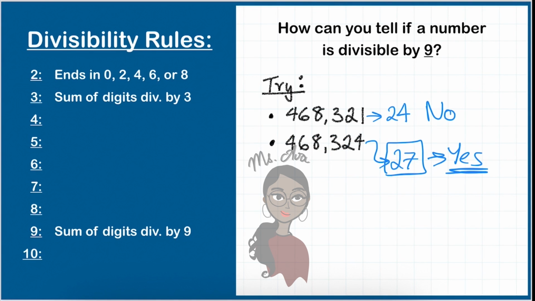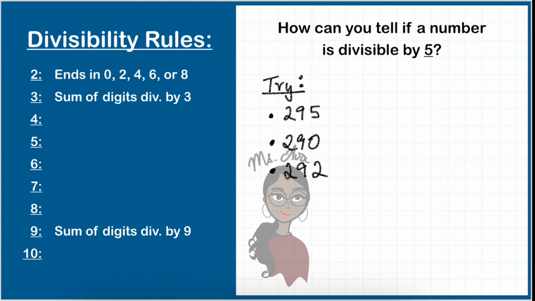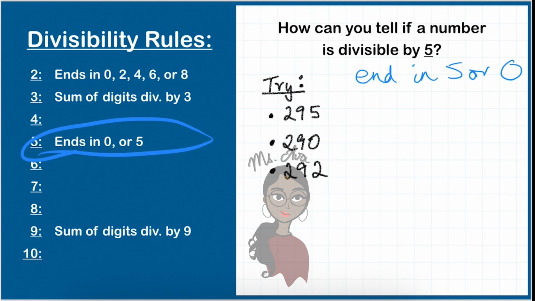All right, next rule. This one's kind of an easy one as well. To tell if a number is divisible by 5, basically the only thing you have to look at is if it ends in 5 or 0. So it has to end in a 5 or a 0. And so let me do that in the rules so you can see it right here as well. So let's do for all of these guys.